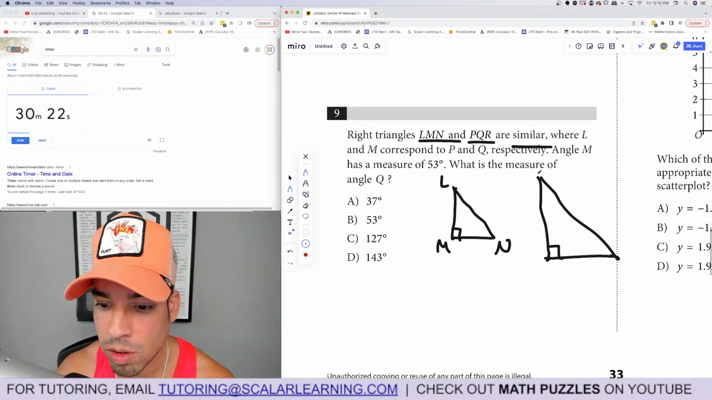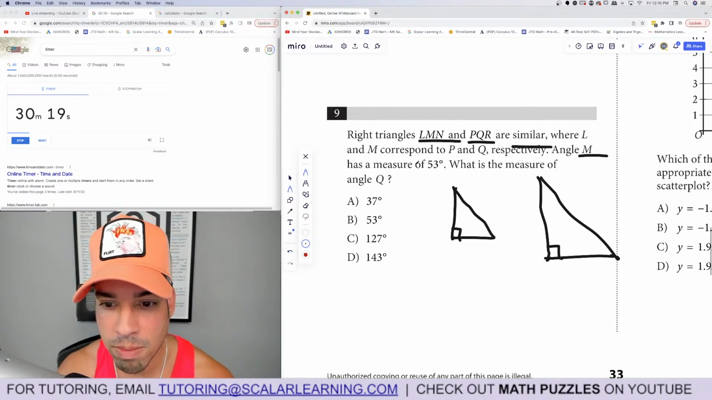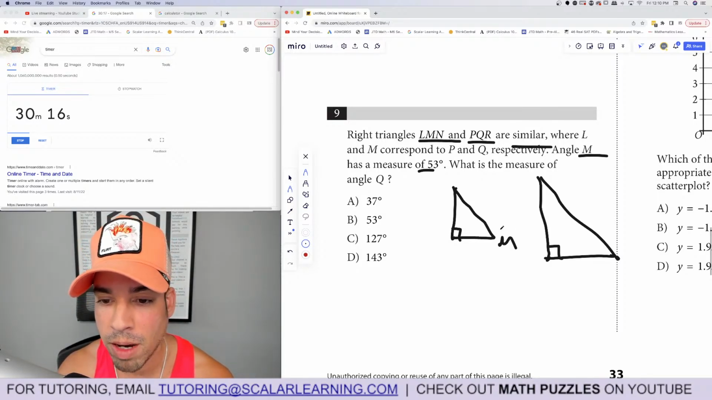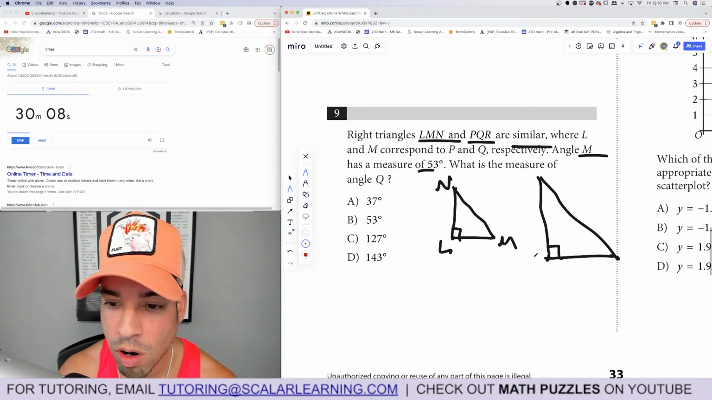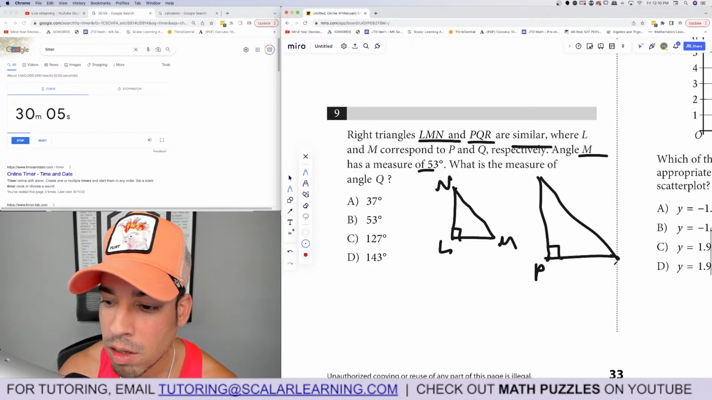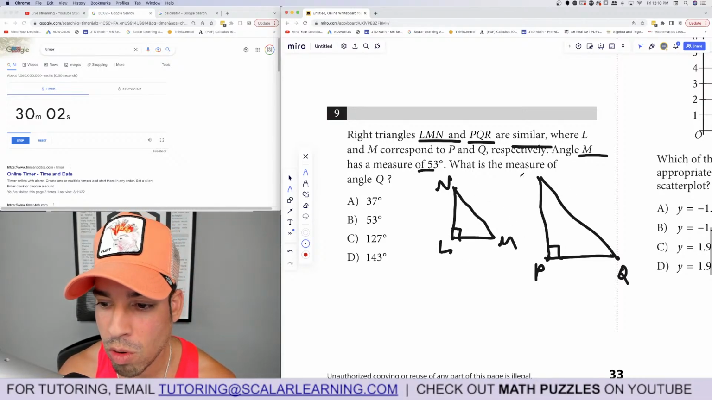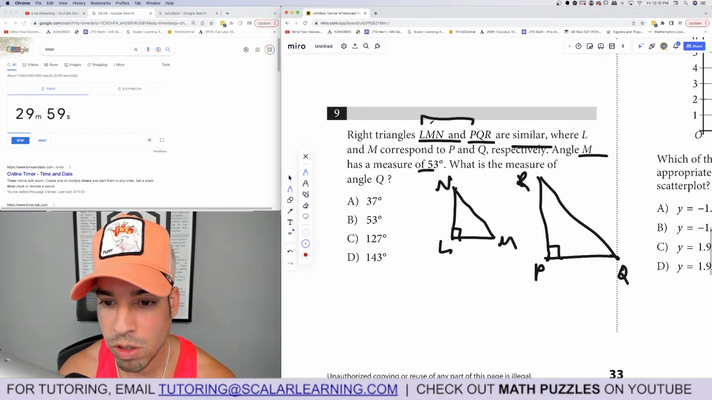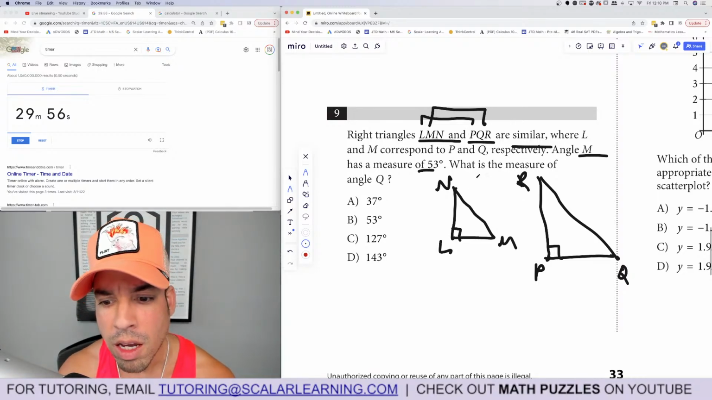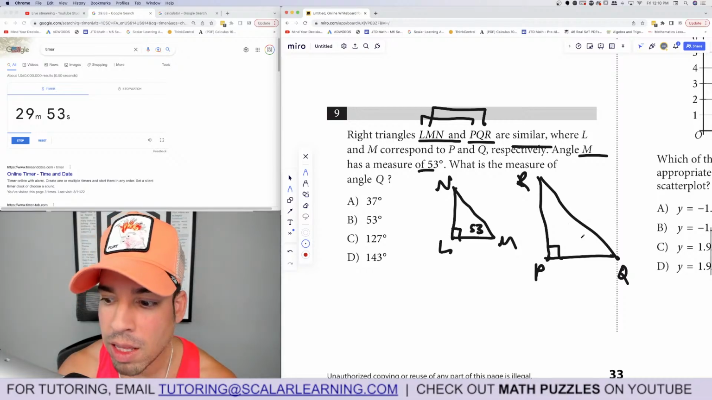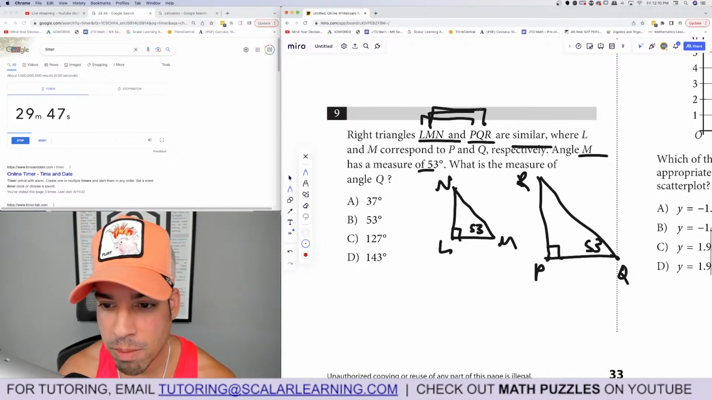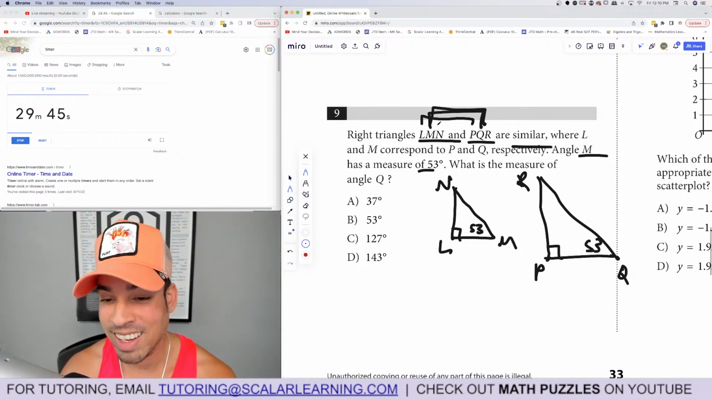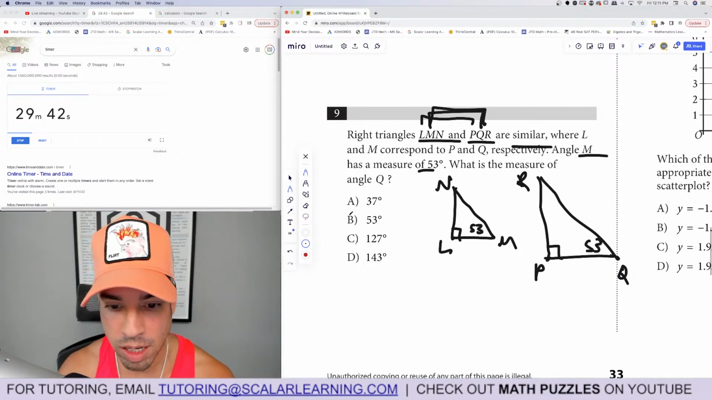Oh wait, hold on. Let me do this the way they're doing it, because it says angle M has a measure of 53. So let's make this one M, and we'll say L and N. So L, M, N correspond to P, Q, R. I have to do it in the same order, first with the first, second with the second. Angle M has a measure of 53. That means angle Q. Oh, and that's the answer. They just want the corresponding angles, because M corresponds with Q, they're both the middle angles in the 3 letters. Angle M and Q are the same, so B is 53.